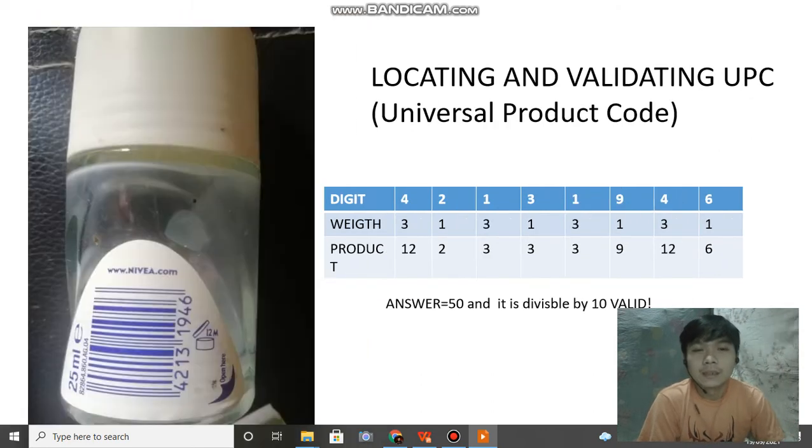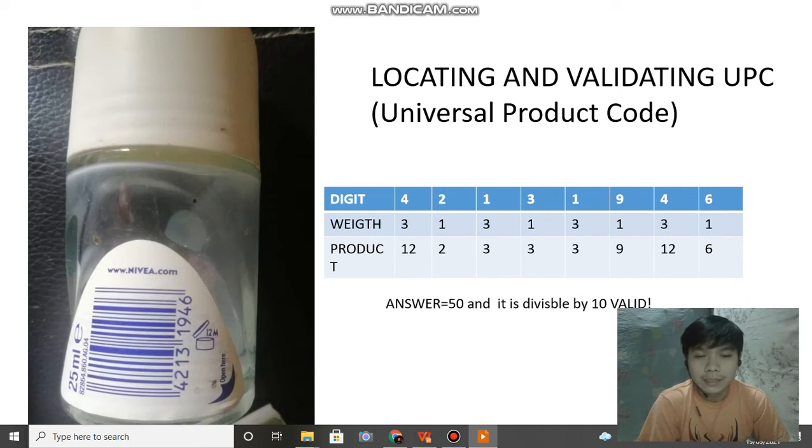Then next, locating and validating the UPC, or Universal Product Code. I used Nivea.com. The UPC is located at the back of the product. You can see there the number, or the digits of the product. It is 421319 and 46. So put the digits there, and the way to identify if it is valid or not is the weights 313131 and so on. So for the product, you multiply the digit times the weight.